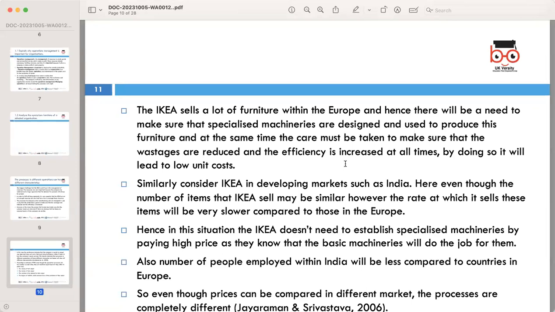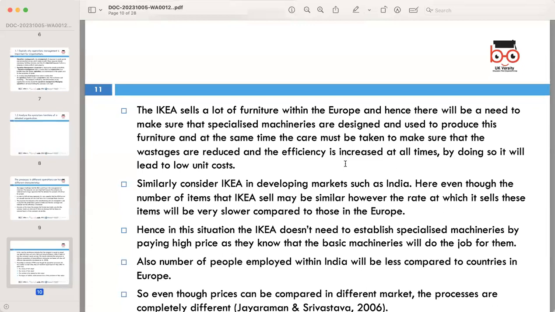Being a major player in the European furniture market, IKEA faces distinct challenges when operating in various areas. In Europe, where IKEA sells a substantial volume of furniture, specialized machinery is often designed and utilized to produce furniture while minimizing wastage and optimizing efficiency. This approach contributes to lower unit costs.